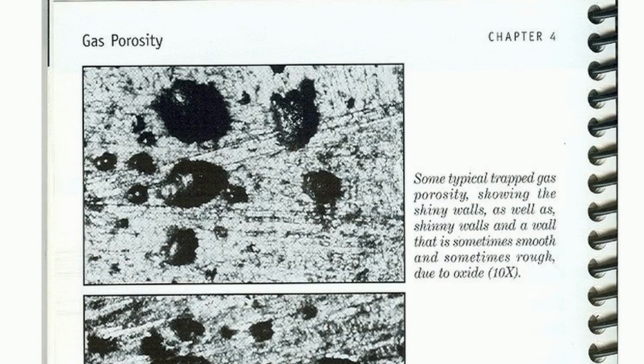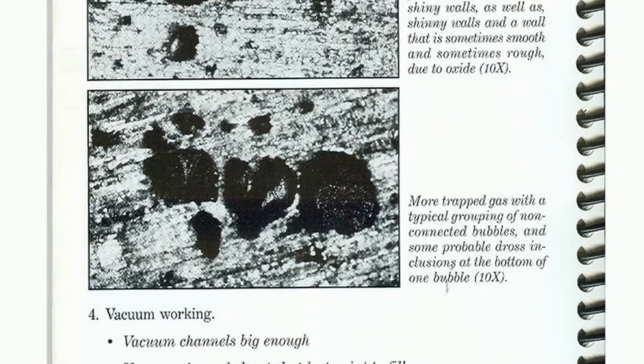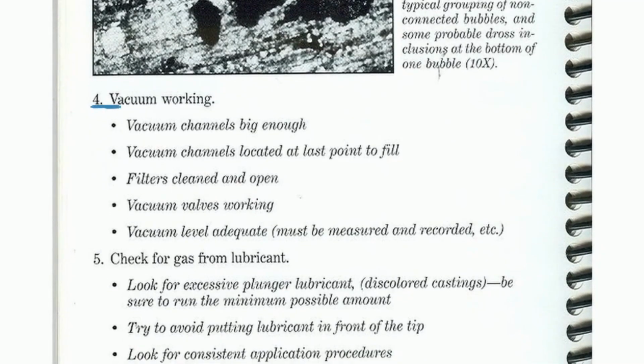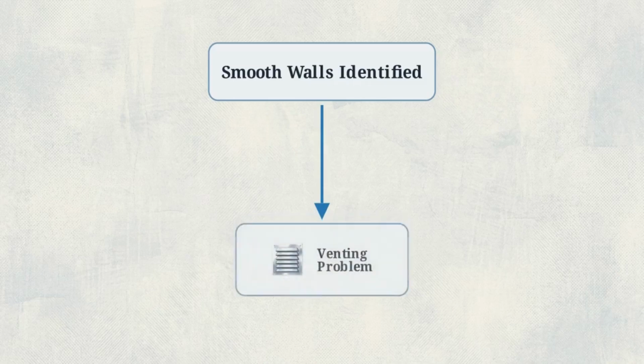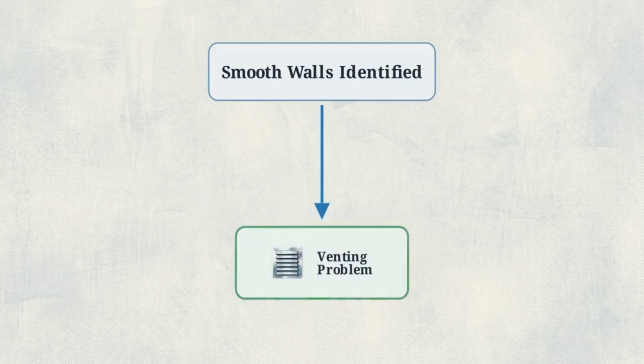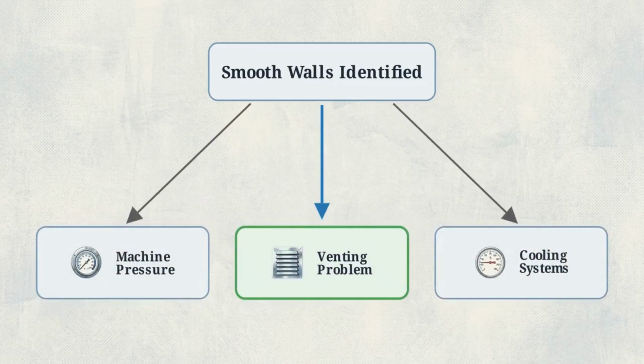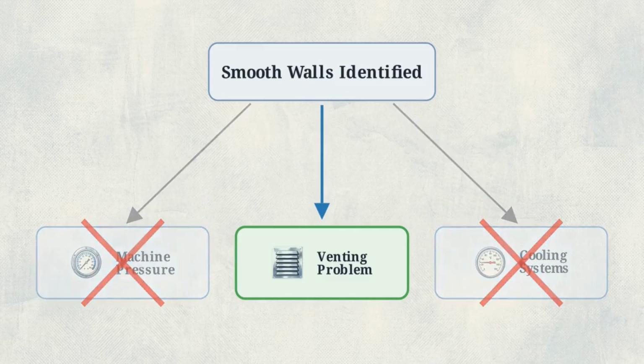This micrograph shows the precise visual signature of gas porosity. Look for unconnected spherical bubbles with smooth, shiny walls. To fix this, clear the trapped gas by checking pour rates, optimizing short sleeve delay, and ensuring vacuum channels are clean. If you identify those smooth walls, you have pinpointed an air entrapment or venting problem. You can safely ignore other machine systems and focus your efforts right there.